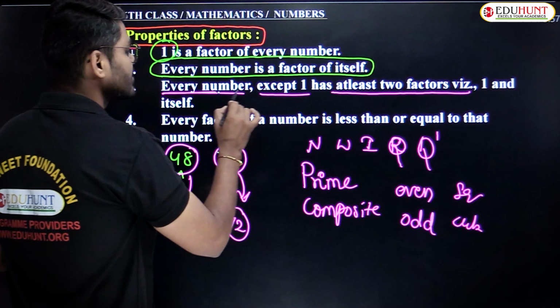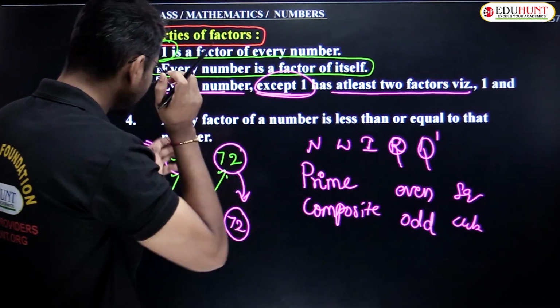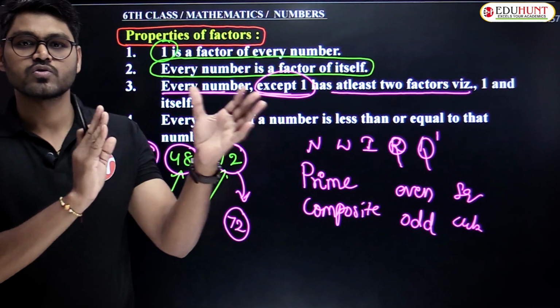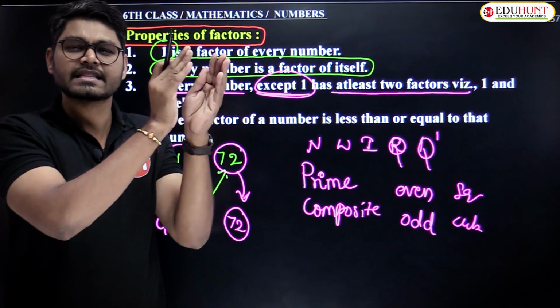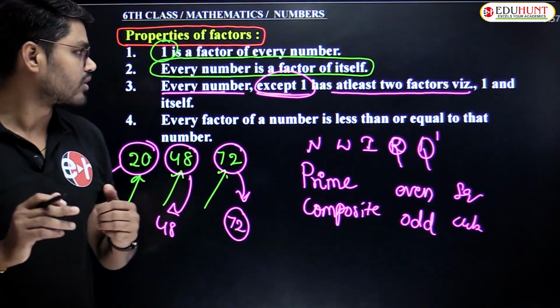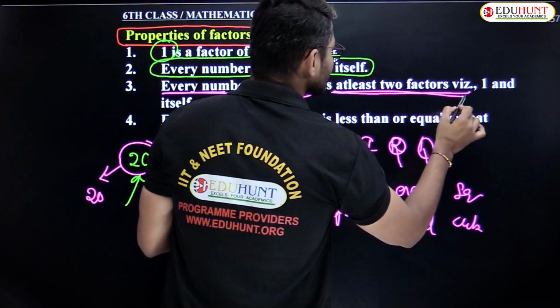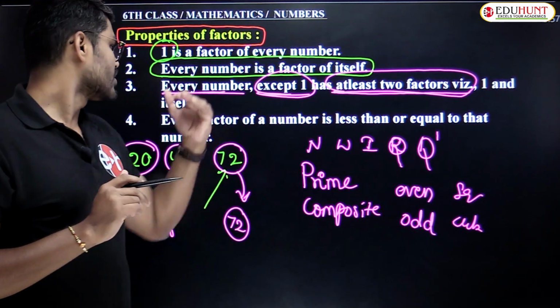See, every number except 1. That means we have to exclude 1. We should take 1 as one group and all other numbers into another group. Every such number has at least two factors. At least two factors. That means 1 and itself.